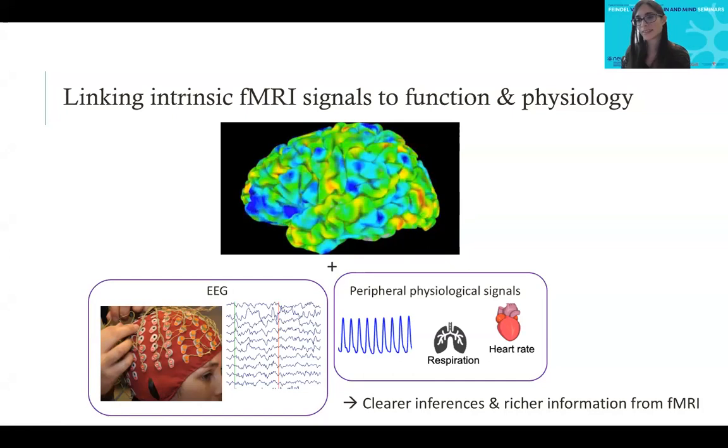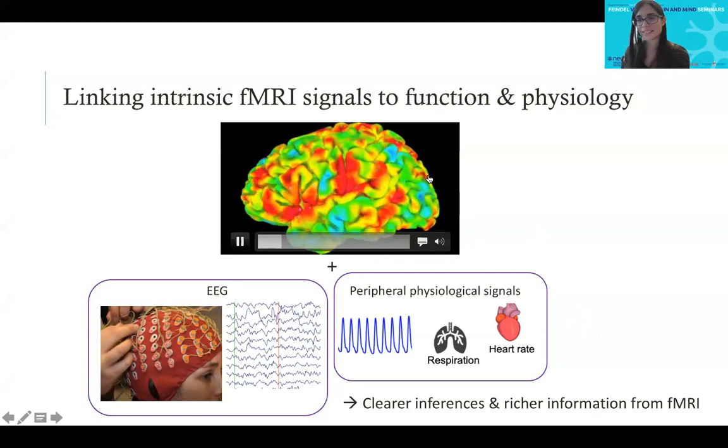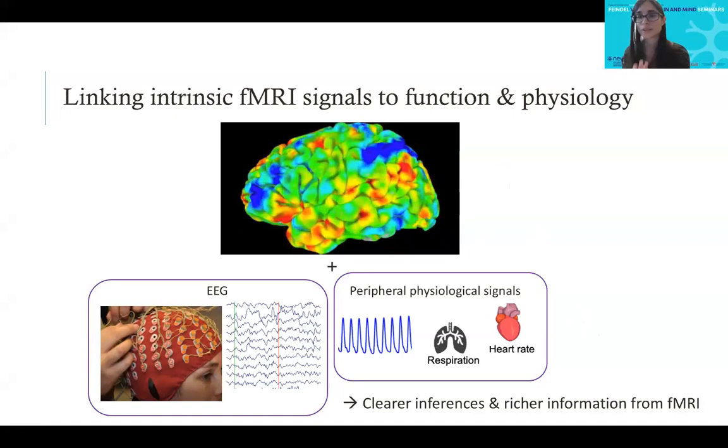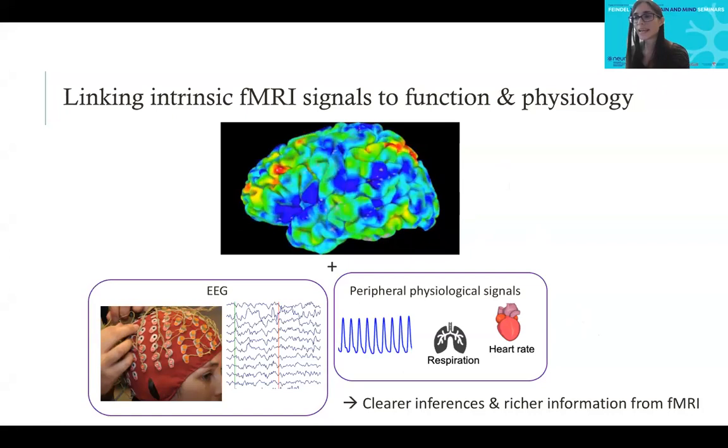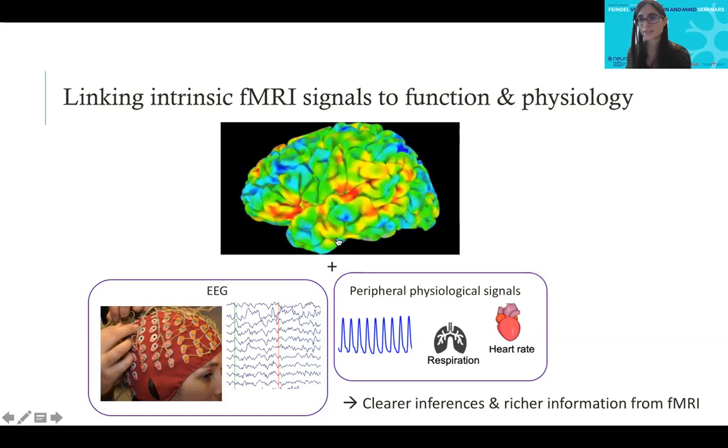It's hard to tell just looking at the data what functional states a person might be experiencing, or even what part of the signal is neural versus non-neural. And so today I wanted to describe work that tries to probe these dynamics by combining fMRI with complementary measurements, including EEG and physiological signals. And the goal is to see if this can help us better understand our data, as well as gain even more information from fMRI about the brain and body.